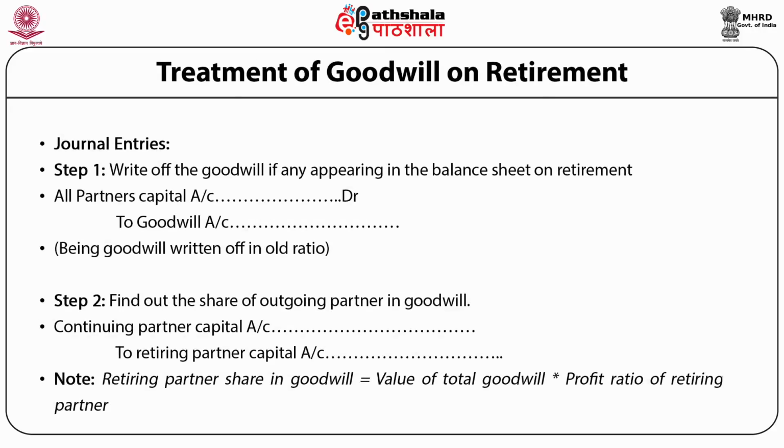Treatment of goodwill on retirement. The journal entries: Step 1, write off goodwill if appearing in the balance sheet by passing the entry: all partners' capital accounts debited to goodwill in the old ratio. Step 2, find out the share of the outgoing partner in goodwill: continuing partners' capital accounts debited to retiring partner's capital account. The retiring partner's share of goodwill is equal to the value of total goodwill multiplied by the profit sharing ratio of the retiring partner.